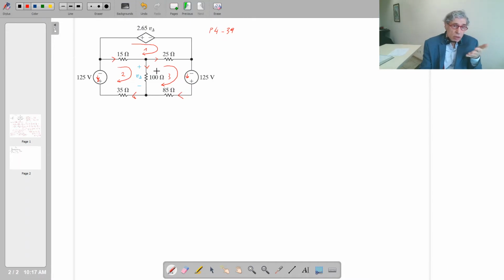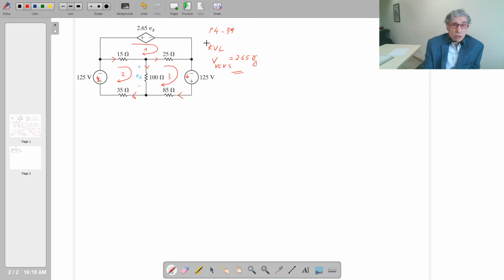Because I am going to write KVL equations, Kirchhoff voltage law equations, for the mesh currents. While writing the voltage law equations, I can use the definition relation of this element. Voltage of the voltage controlled voltage source is equal to 65 V delta. V delta is already given here. So that's the definition relation.